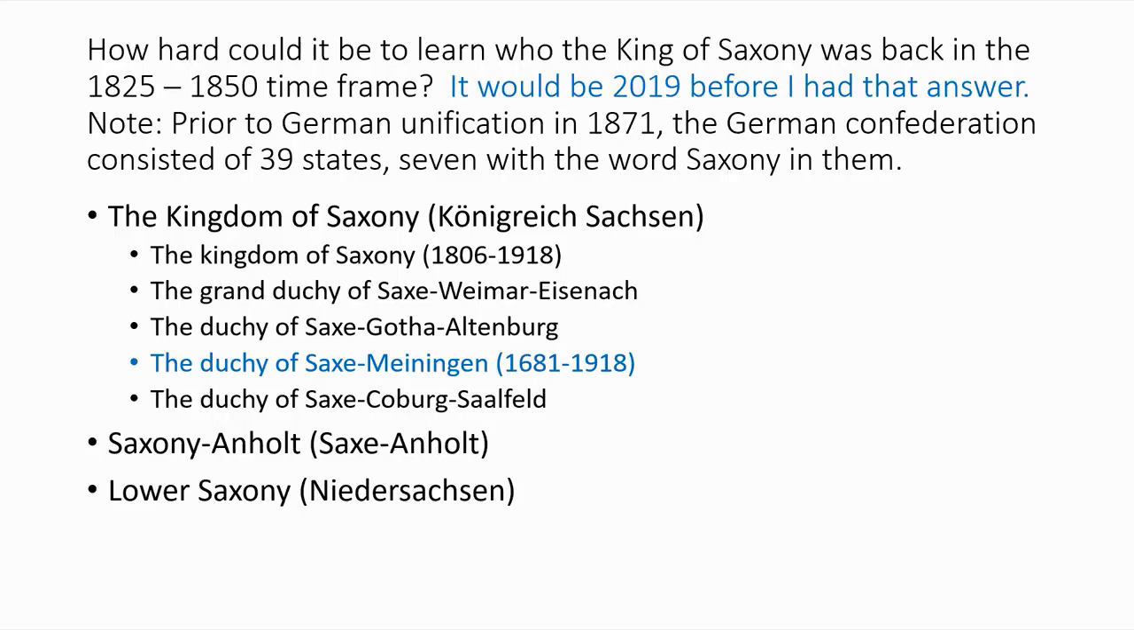So how hard could it be to learn who the King of Saxony was back in the 1825 to 1850 time frame? It would be 2019 before I had the answer. Prior to German unification in 1871, the German Confederation consisted of 39 states, 7 of which had the word Saxony in them. You can see the one in blue was the correct answer. It was a duchy run by a duke.